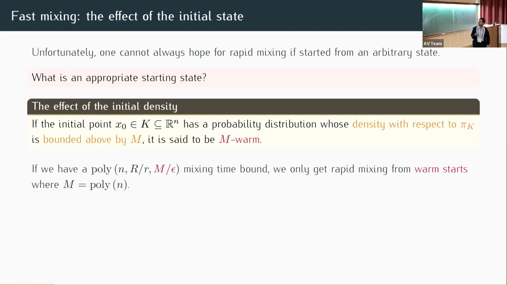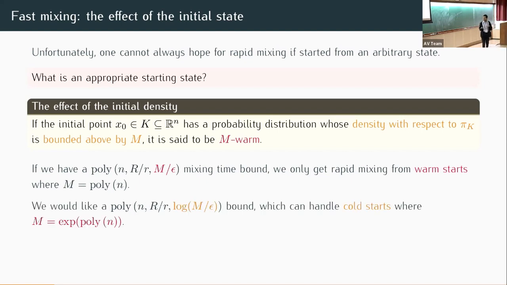The way this M-warm shows up in mixing time bounds, the mixing time being the number of steps the chain has to run to get to epsilon, is that if the dependence upon this warmth parameter is polynomial, then we only get rapid mixing from so-called warm starts, where M is small. This means that the initial distribution is already quite diffuse. It does not concentrate on any part of the body too much. Only up to polynomial factors. What we would want is to handle cold starts. Cold starts mean that our mixing time bound should be logarithmic in the warmth parameter.